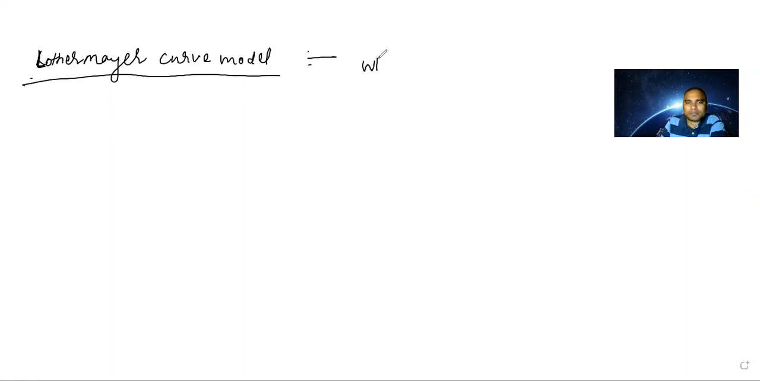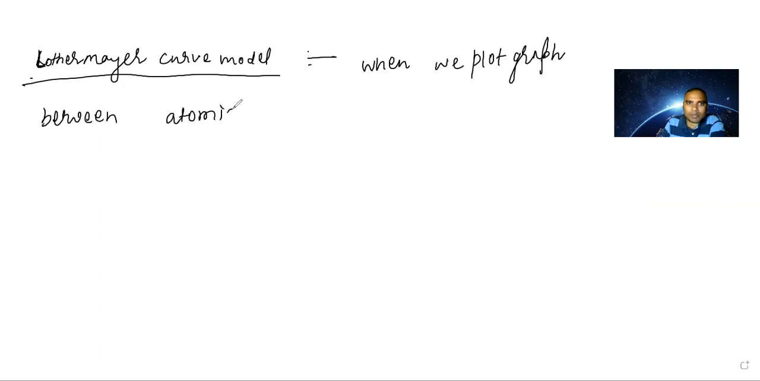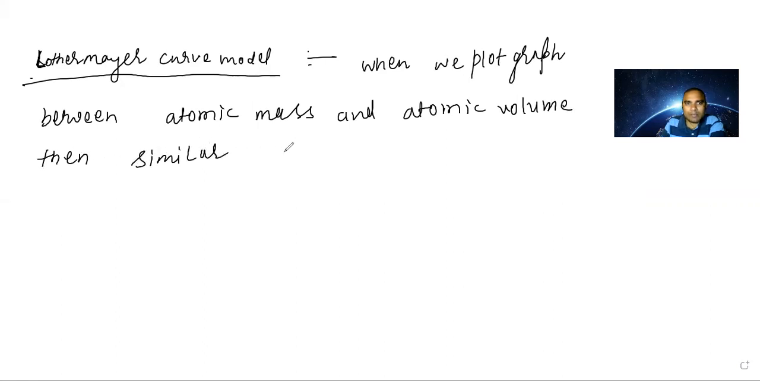They are saying that when we plot a graph between atomic mass and atomic volume, similar elements have similar positions in the graph. This is what position in the graph means.